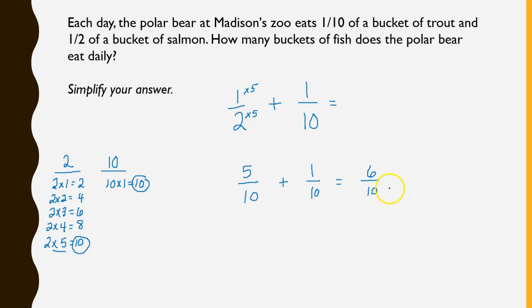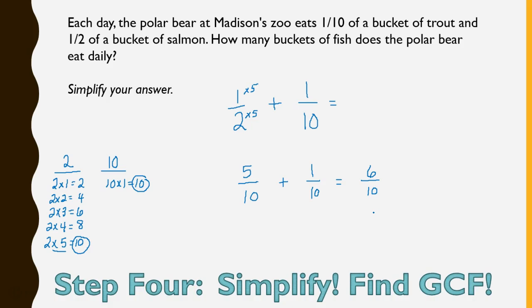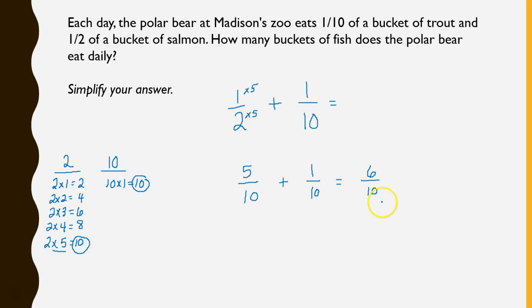Okay, so I'm noticing that my digits are a little big and I'm suspecting that I can simplify that. Sometimes you can't, sometimes you can. So let's check. Step 4 is always try to simplify. So we're going to try to find the greatest common factor. So I'm going to make a T-chart for my 6 and my 10.